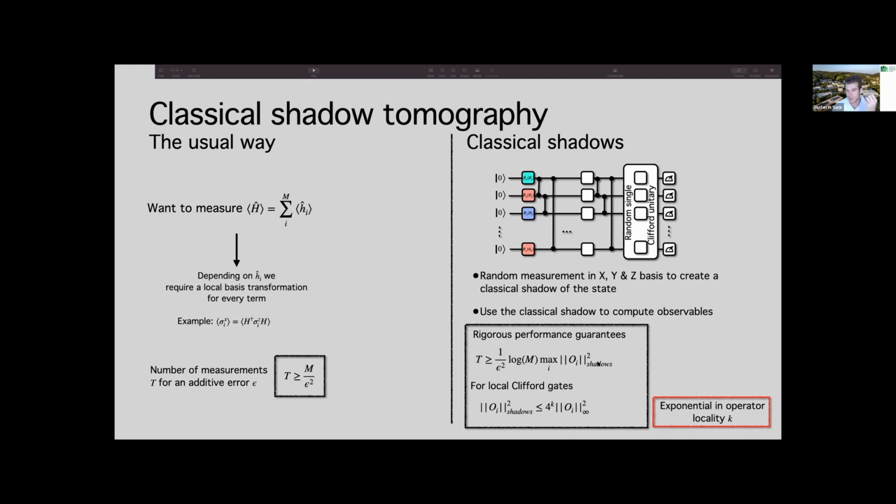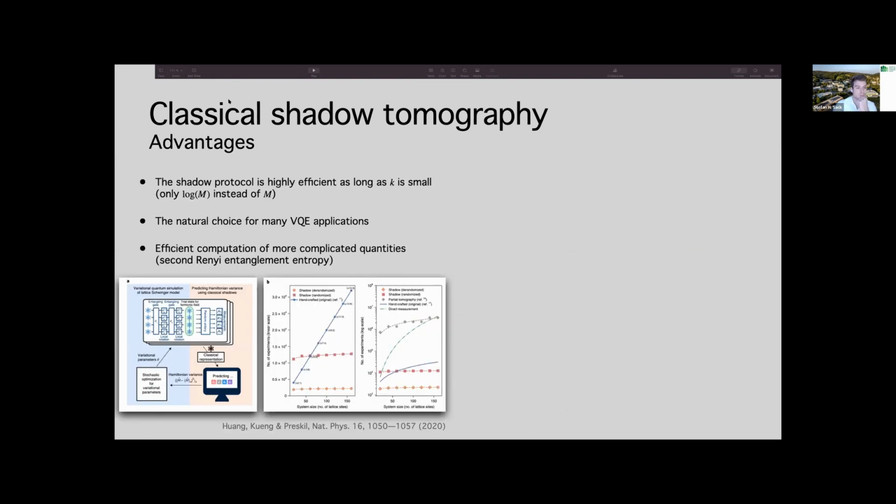So if you only need to measure a few qubits in your observable, then classical shadow tomography is the best thing to do. To summarize again, the shadow protocol is highly efficient as long as the subregion is small, and you're trading the linear M dependence for log M. And there are many VQA applications for this, where this is a natural choice, where you have this small support of the operator.